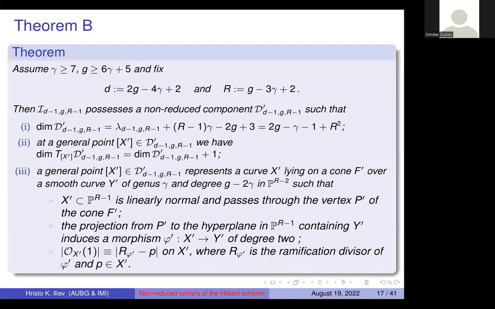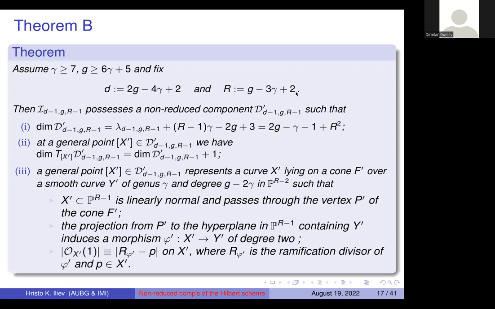Then here is the result that we have about non-reduced components. It in fact generalizes to some extent, in one of the cases, the result that we have published in 2017 about the component D prime. So the result is this. Assume gamma is greater or equal than 7, g greater or equal than 6 gamma plus 5, and fix these integers in the following way: d is g minus 4 gamma plus 2, r is g minus 3 gamma plus 2.